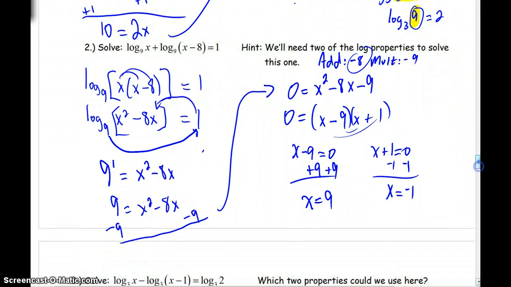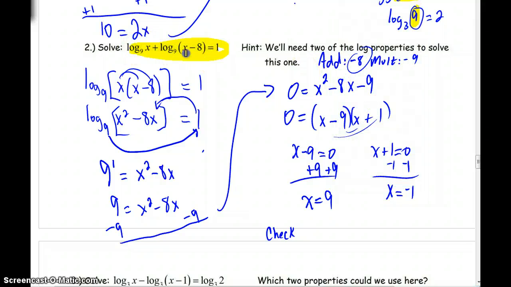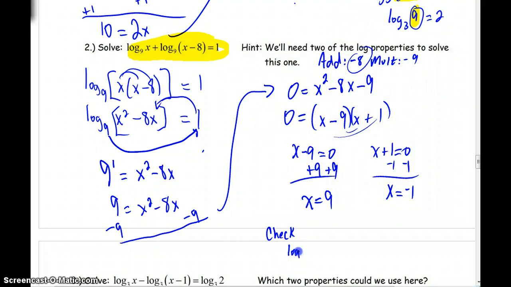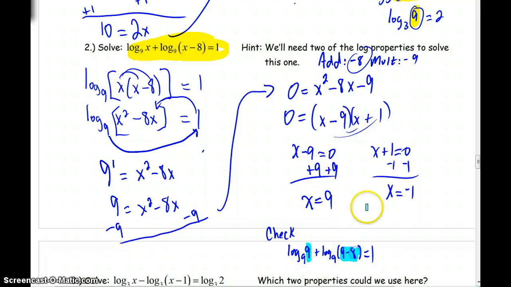Well, now what? Well, tell you what, we have to do a check. But very, very quickly, as we're doing a quick check, the most important thing is very simple. Do we have a positive number inside of the log if we use this x value? Let's see, we'd have the log base 9 of 9 plus the log base 9 of 9 minus 8. Well, look inside of your logs here. This is positive. 9 minus 8 is positive. This works. It checks.